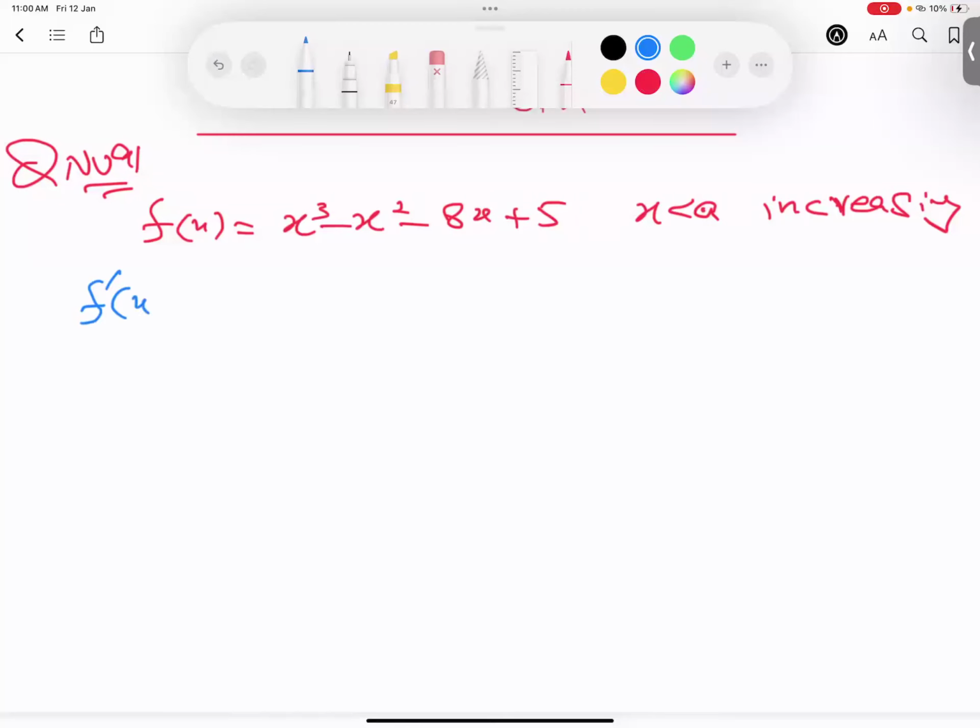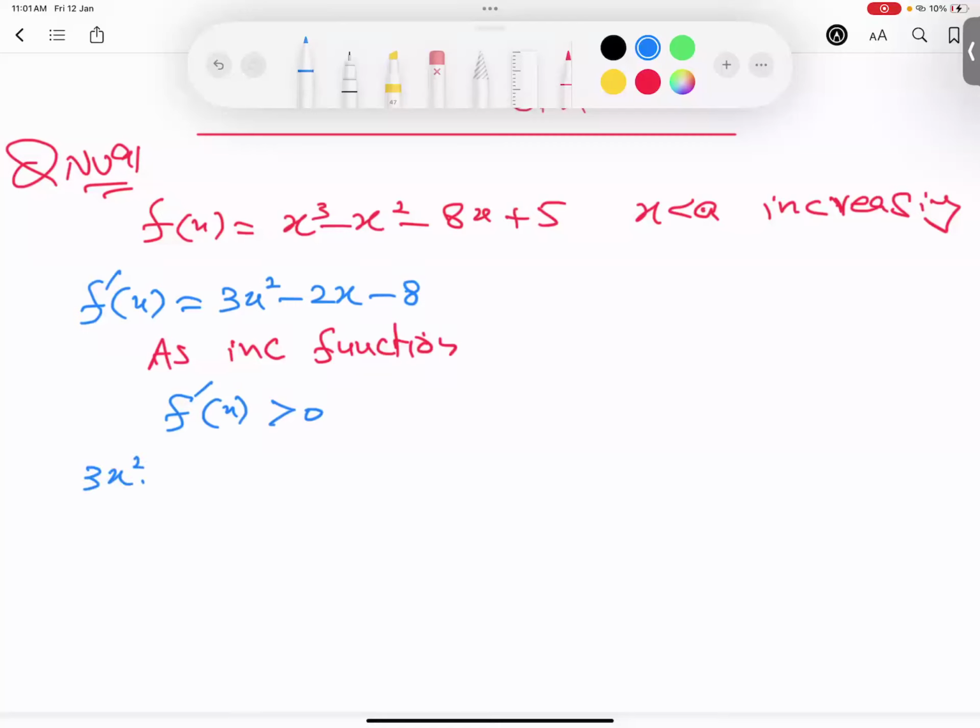First of all, I will differentiate. 3 comes down, power 1 less. 2 comes down, power 1 less. And 8 becomes 8, and the derivative of 5 is 0. Now he's given that the function is increasing. So I'm writing here, increasing function. All of you know increasing means positive gradient. Positive means bigger than 0. So I bring it here. So 8 3s are 24, so 6 4s are 24.